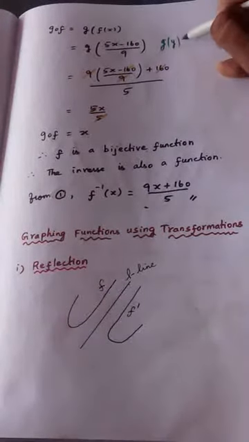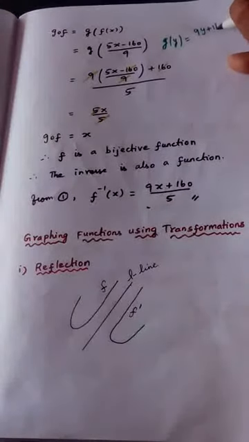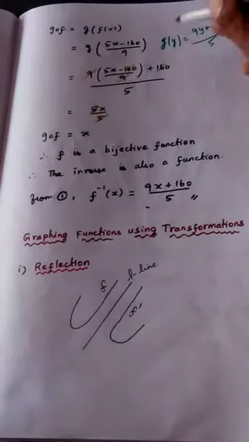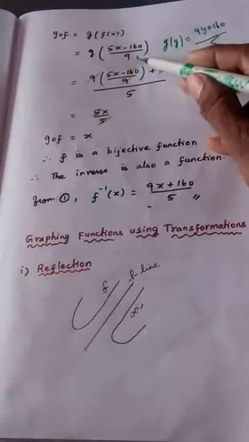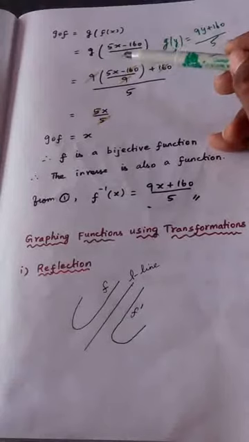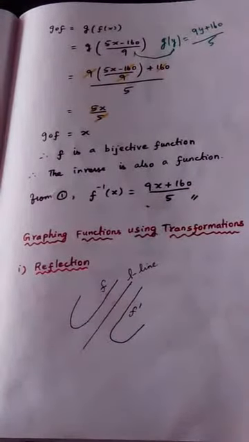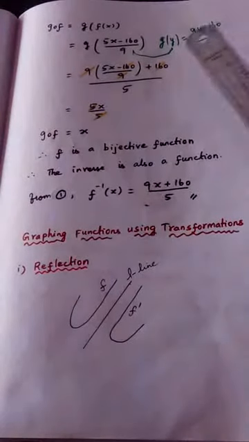G of y is equal to (9y plus 160) whole divided by 5. Actually this is the value for g of y. But in this bracket I am going to consider this entire term as y. Which term? (5x minus 160) by 9. This is treated as y. So g of y means I have to expand it as (9y plus 160) by 5.